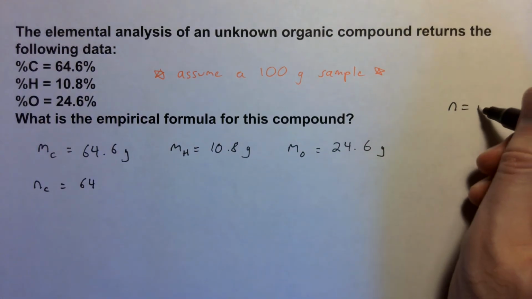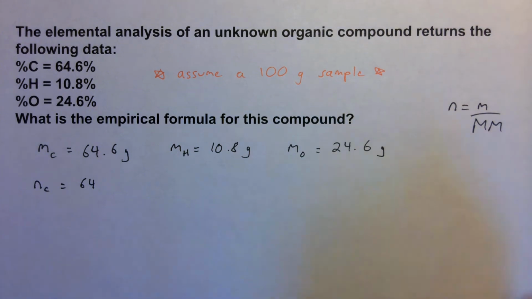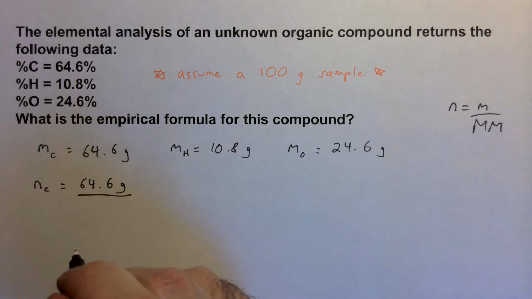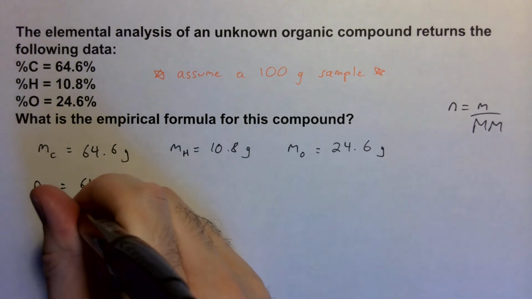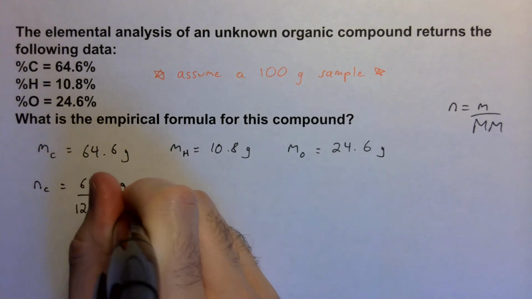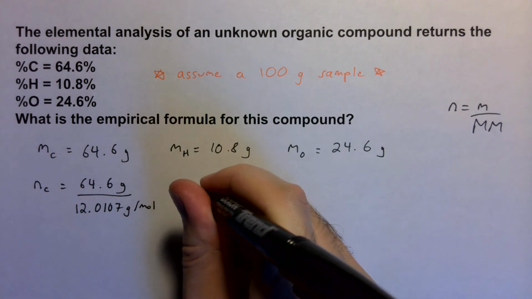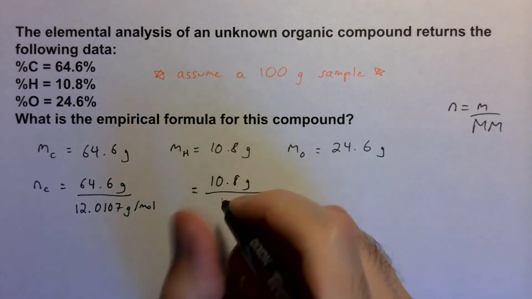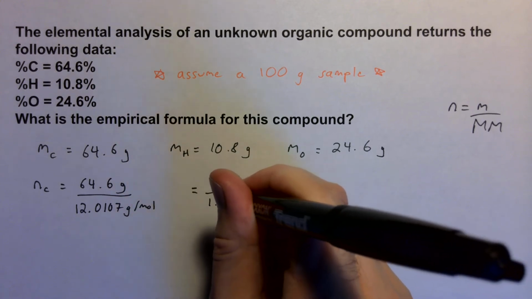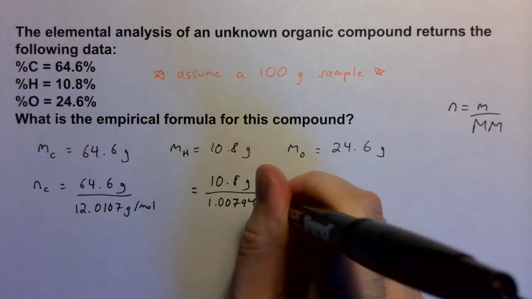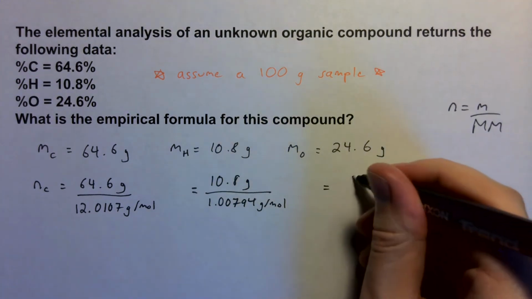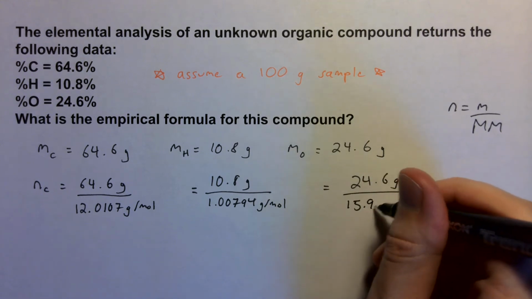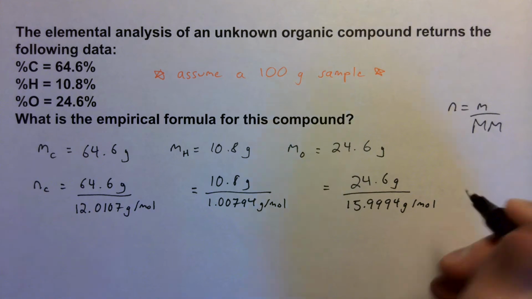Okay, so now we are going to have to figure out the number of moles for each of these elements. So the moles of carbon, just as a reminder, we know that moles equals mass over molar mass. We had lots of practice with that before. So 64.6 grams divided by the molar mass of carbon, which is 12.0107 grams per mole. I'm just going to set up all my equations so we can do this quickly. The hydrogen, 10.8 grams of hydrogen divided by 1.00794 grams per mole. And then for oxygen, it is 24.6 grams divided by 15.9994 grams per mole.